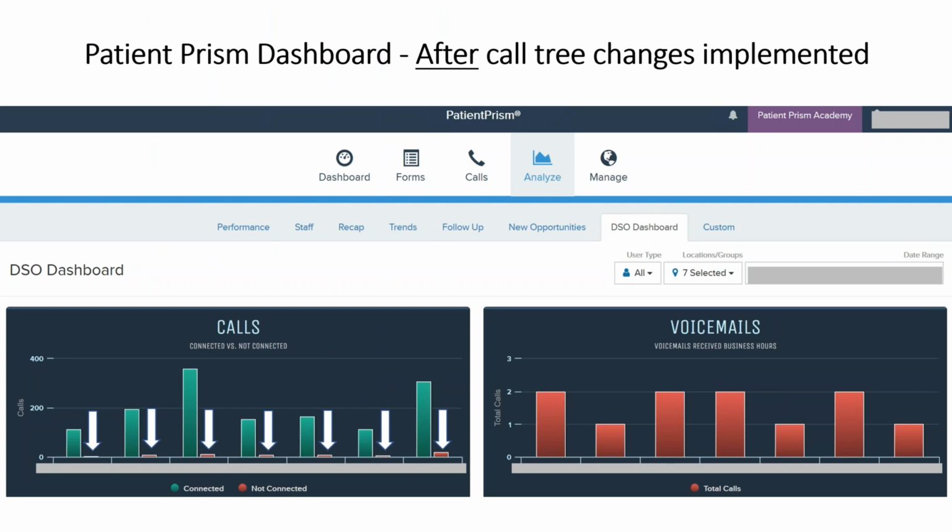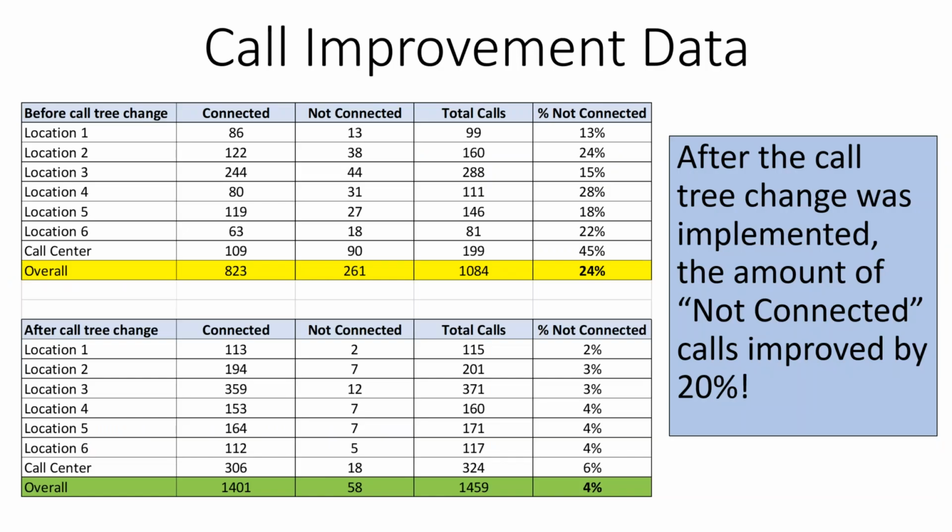So this made a huge, huge impact, and we would have never known this without Patient Prism software analyzing all these calls. And so here's the actual data, okay, for the 6 locations plus their call center. So at the top, we can see before the call tree change, the yellow there, 24% of all of their calls were dropping. They weren't even getting to somebody. Like I told you before, 25 to 35% of the calls go to voicemail. This was much, much even worse than that. 24% of their calls weren't even getting to voicemail. They were just dropping in the phone tree because they were so fed up with the phone tree.